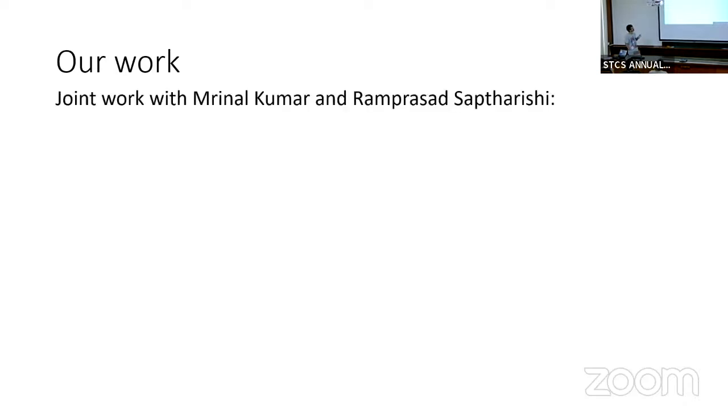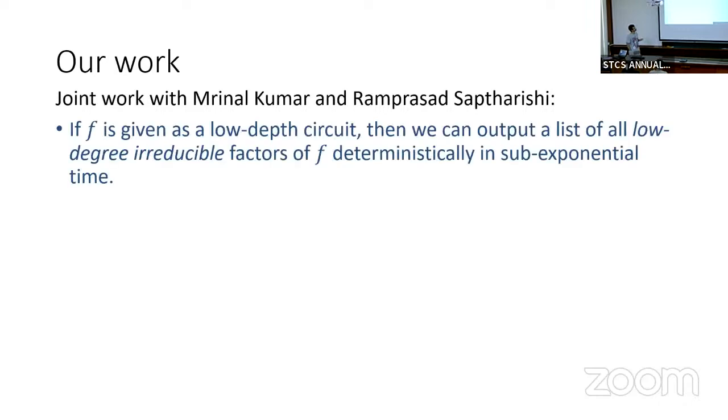And our work here is for, because there was a star there, there are still a lot of things that one needs to take care of. And what we were able to do, this is with Mrinal and Ramanathan: if your F was given as a low depth circuit, so circuits are these directed acyclic graphs where, instead of Boolean circuits where you have OR and AND gates, you have addition and multiplication gates. And if it's a low depth circuit, then we are able to output a list of all low degree irreducible factors. Low degree, let's just say some constant degree, all degree 100 factors or something like that. I can print those out deterministically in sub-exponential time.